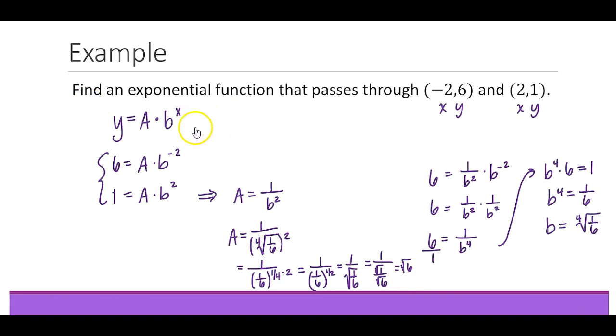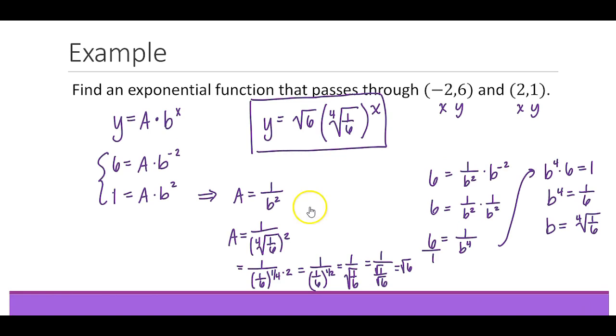So the equation of this exponential function is y equals, the value of A is radical 6, times the value of B, which was the fourth root of 1/6, to the x. The fourth root of 1/6 to the x. So this is my exponential function.